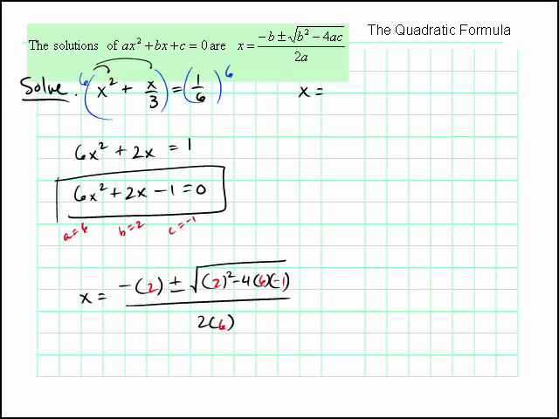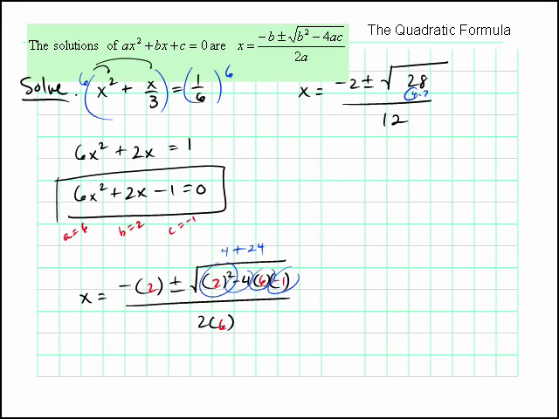So we end up with a negative 2 in the front, plus or minus the square root of 4, and then we got a negative 4 times a 6 times a negative 1. That's actually a positive 24. Add that up, and you have 28 over 12. Okay, square root of 28. Can we simplify that? Yes, we can. 28 is 4 times 7, and the square root of 4 is 2.